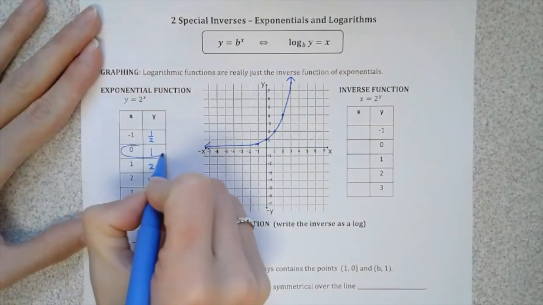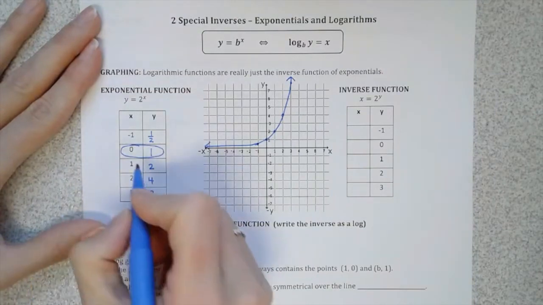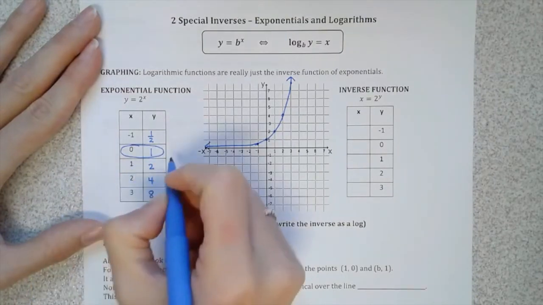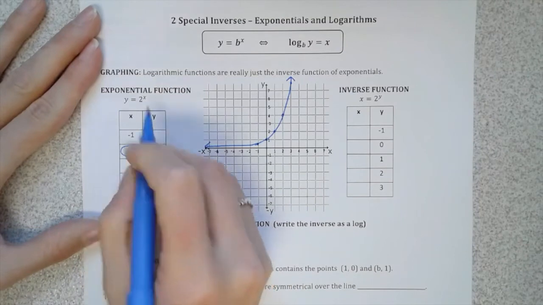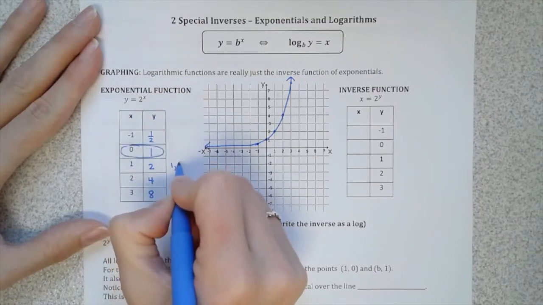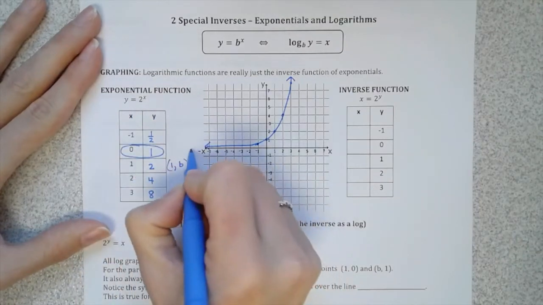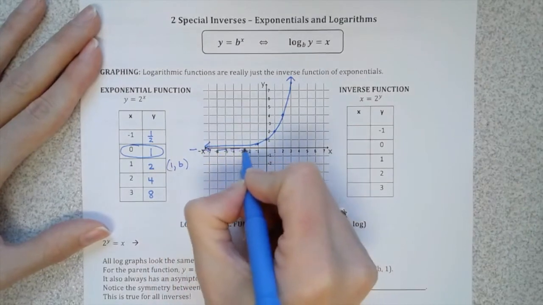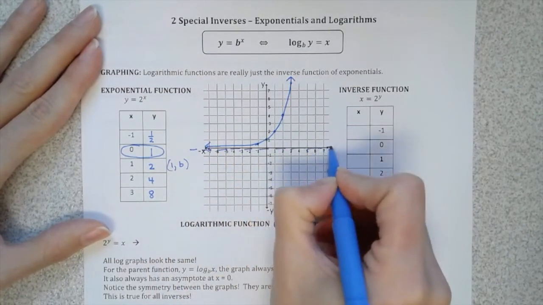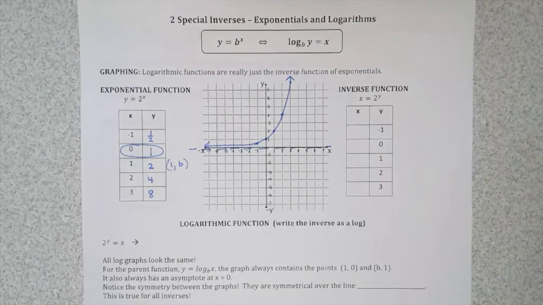They all have the point 0, 1, and they all have the point 1, comma the base. So this is 1, comma 2 because the base is 2. So it's 1, comma b. It also has an asymptote at y equals 0. All of those have the same thing. Now, if I want to graph a log function, it is the inverse of an exponent.